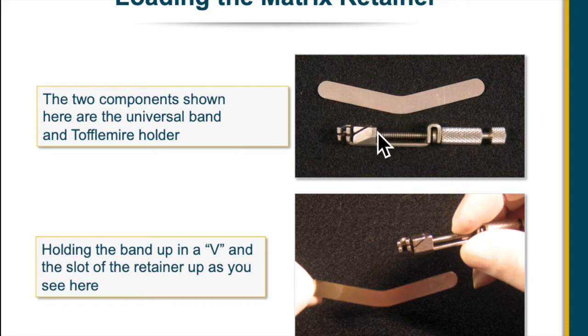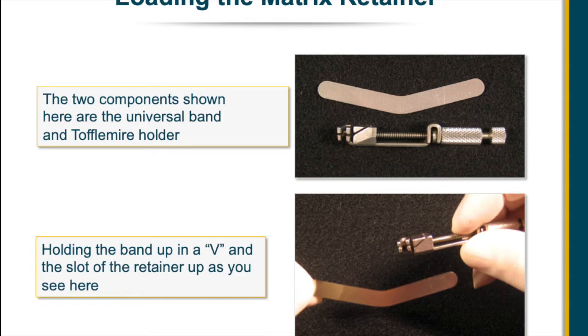So loading the retainer, this is an important thing. You'll notice that the matrix band is bent. It's curved. And so when you fold it in half, that curve becomes a narrow loop. So it has a narrow end and a wider end on this loop. And you'll see that here in just a moment. But again, this is something you really should pick up and experiment with.